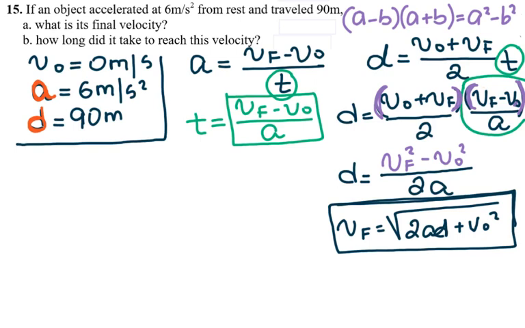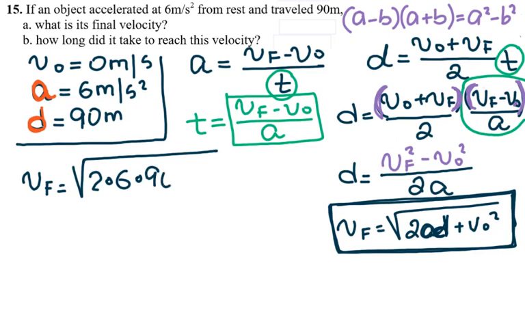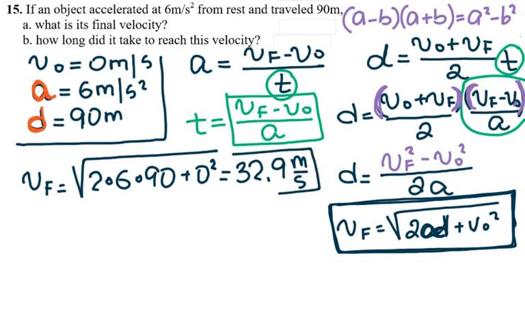So every time I have the distance and acceleration, I'm going to use this DAF formula to solve for the final velocity. So now I'm going to find the final velocity, and again, don't memorize the formulas, you have to know how to derive them. So the final velocity is equal to the square root of 2 times acceleration times the distance plus initial velocity squared, which gives me 32.9 meters per second. So my final velocity is 32.9 meters per second, and they ask you how long did it take.